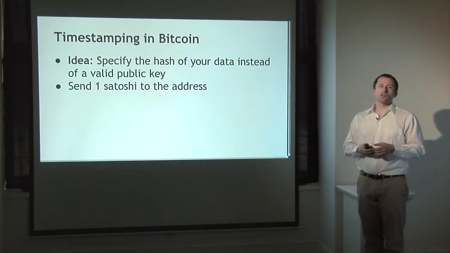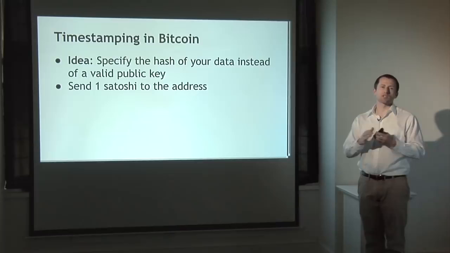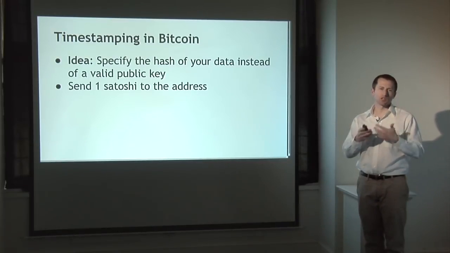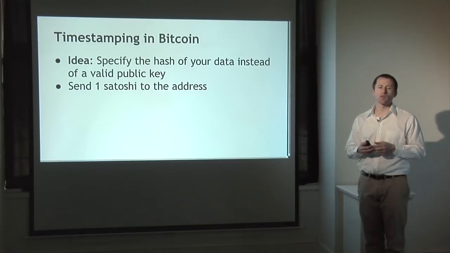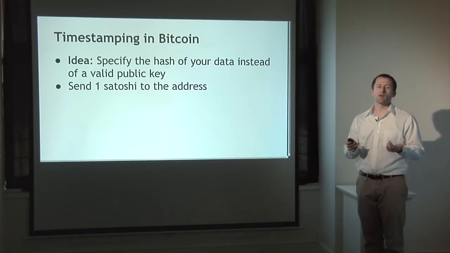So the question is really, where can we put our hash commitment in Bitcoin? What's the right place in the blockchain or in transactions to stuff this data, which will represent the hash of some information that we're trying to timestamp? So the simplest idea that people came up with first is, instead of sending money to the hash of a public key, just send it to the hash of your data.